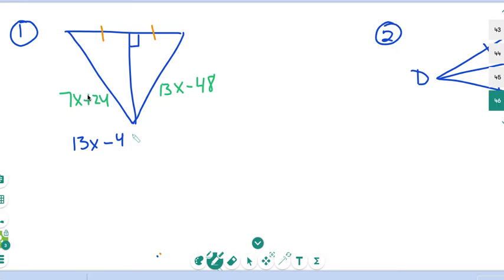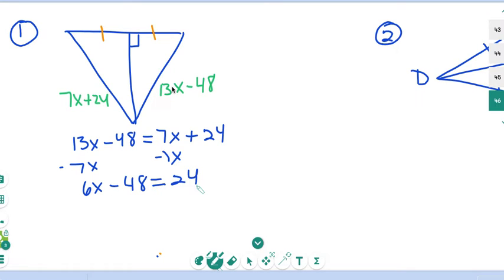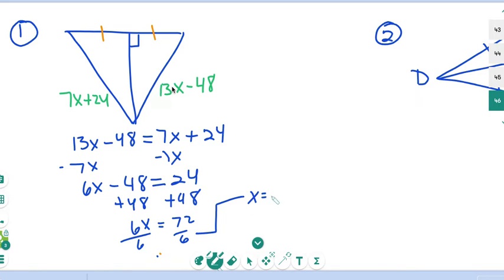13x minus 48 is equal to 7x plus 24. Notice that I chose to start with my largest term, so I did not have to do symmetrical. Zero pair out the 7x. So I have 6x minus 48 is equal to 24 plus 48, plus 48, zero pairing it out, of course. 6x is equal to 72. Divide by 6, divide by 6, and x is equal to 12.